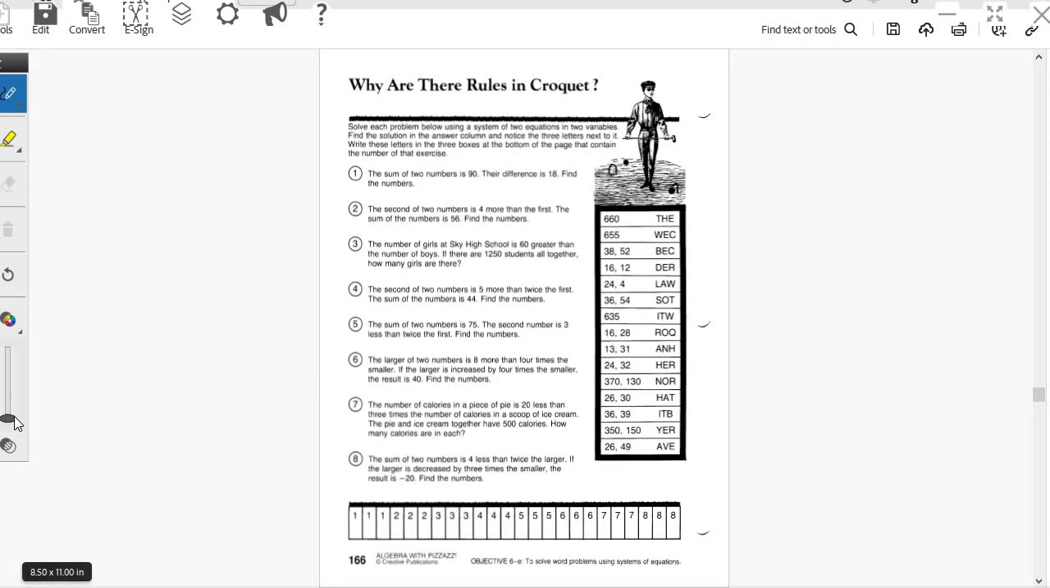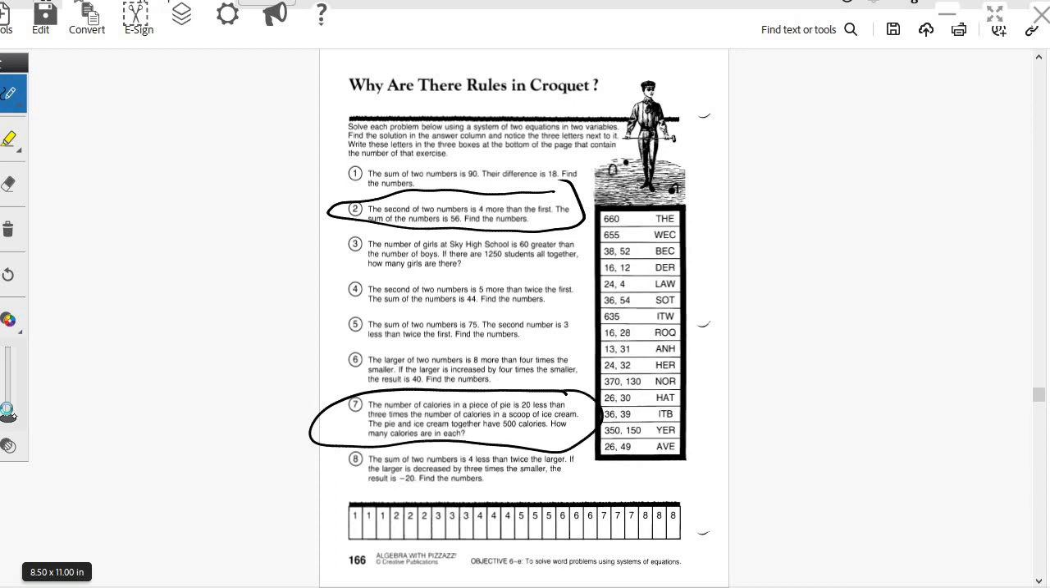Today, this is why we learn math anyway, to solve problems. Math will help you to become better problem solvers. So today we are answering this puzzle: why are there rules in croquet? Croquet is a game played on the lawn with a ball and a mallet that you hit. You got to go through hoops. It's actually pretty fun. Today I'm going to show you questions number 2 and number 7.